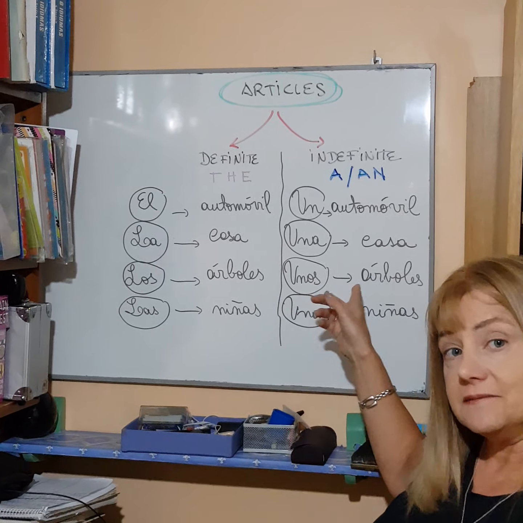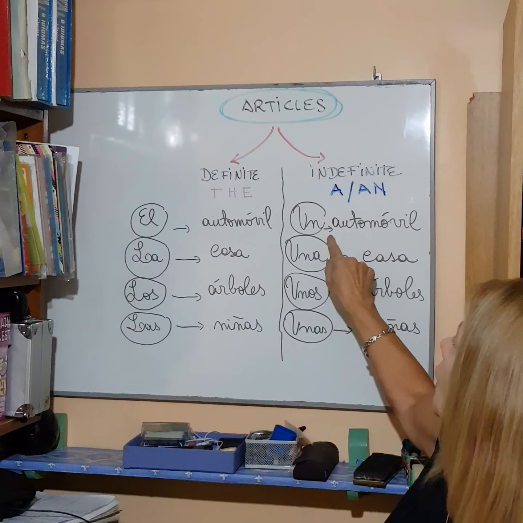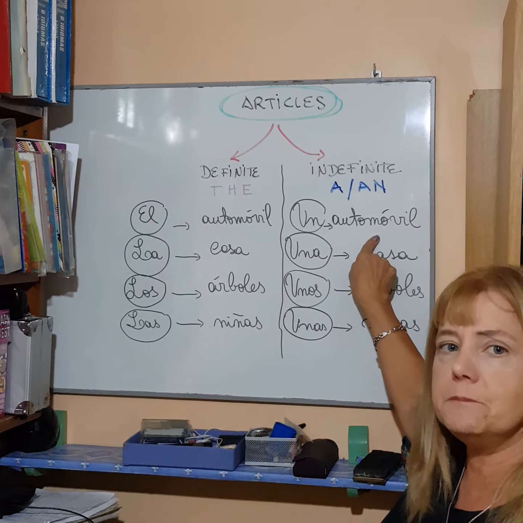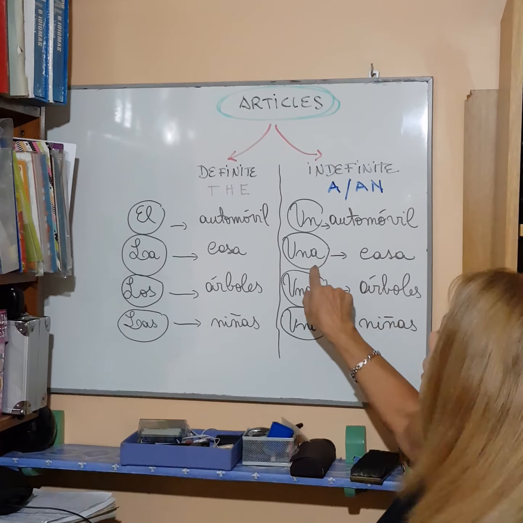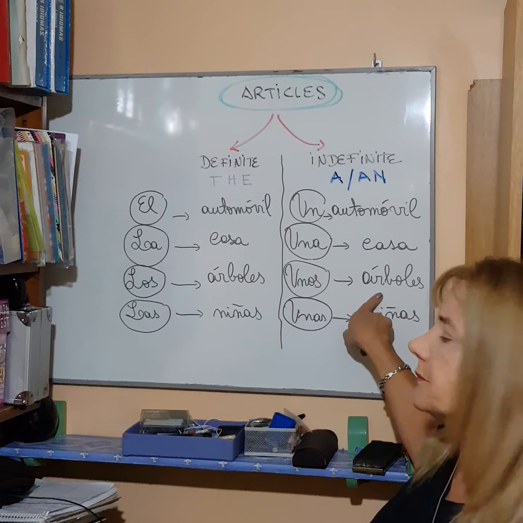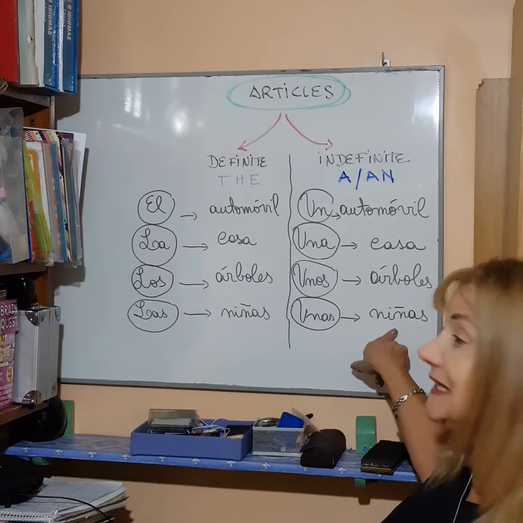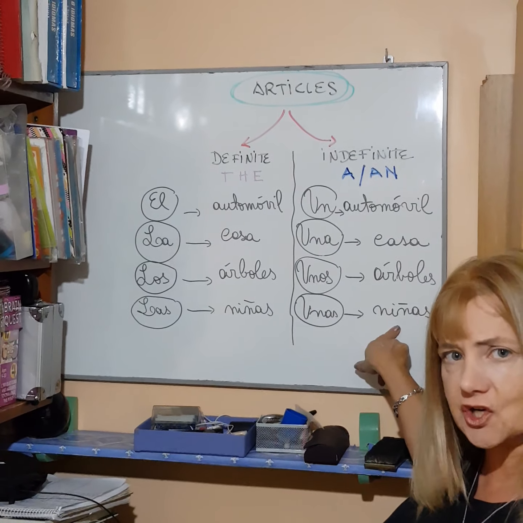In the same way, it happens the same with the indefinite article. So, un automóvil means a car. Una casa means a house. Unos árboles means some trees. And unas niñas means some girls.